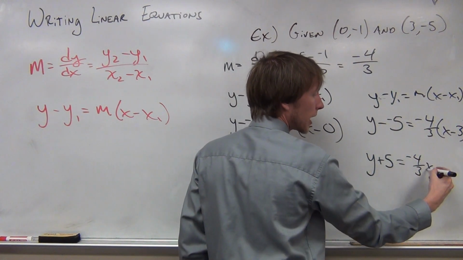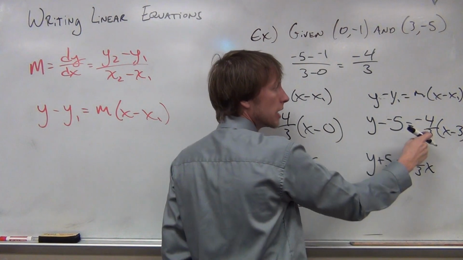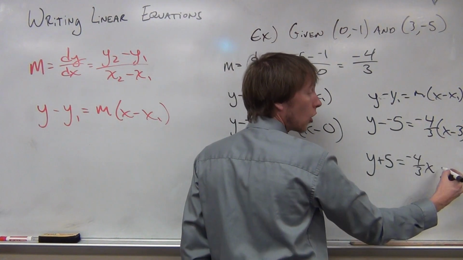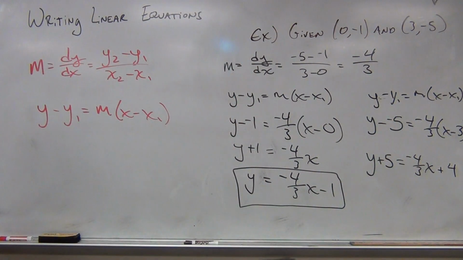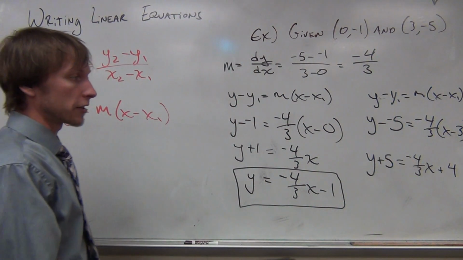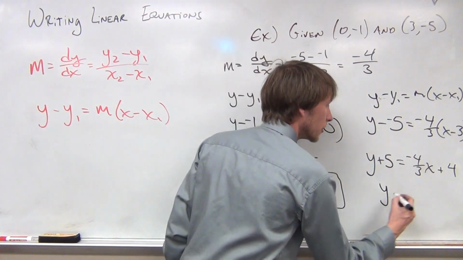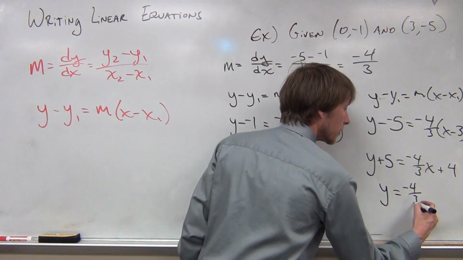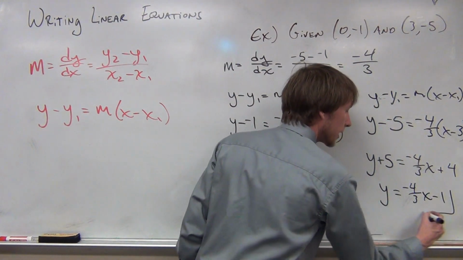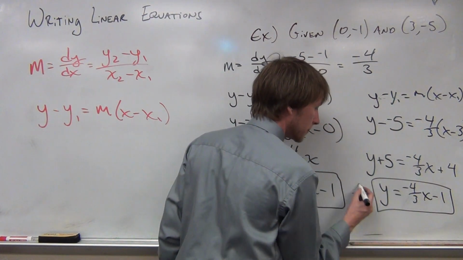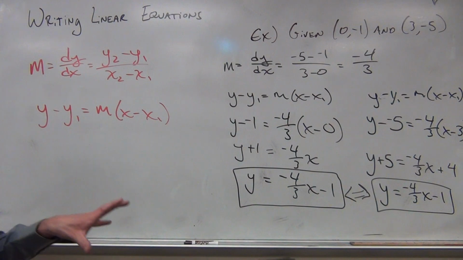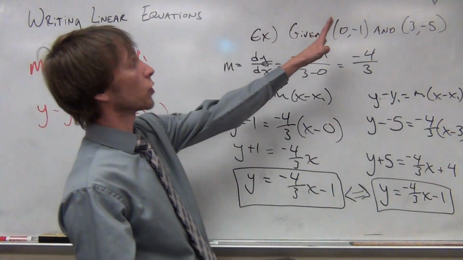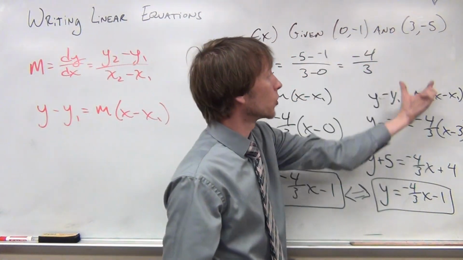Negative 4/3 times x is pretty easy. Negative 4/3 times negative 3 is also kind of easy. To finish that, all I need to do is subtract 5 from both sides. I get the same equation. So it does not matter if you choose to use x1 and y1 here or x2 and y2 there.